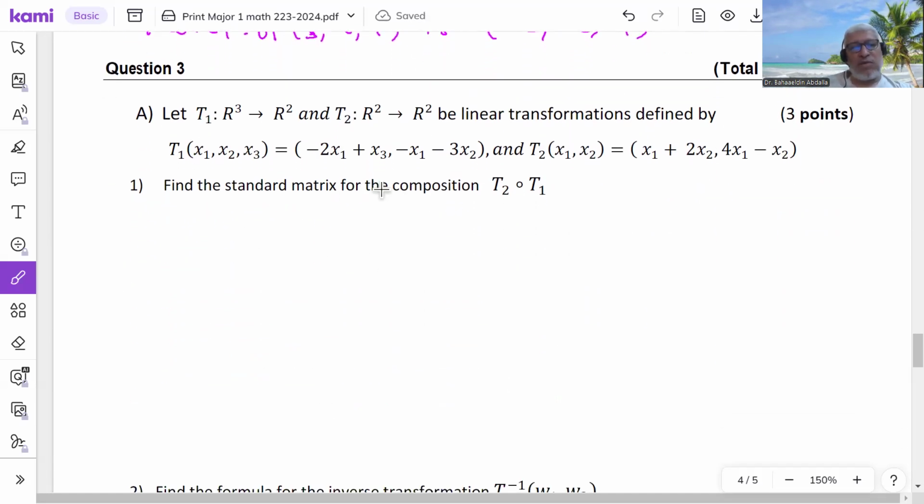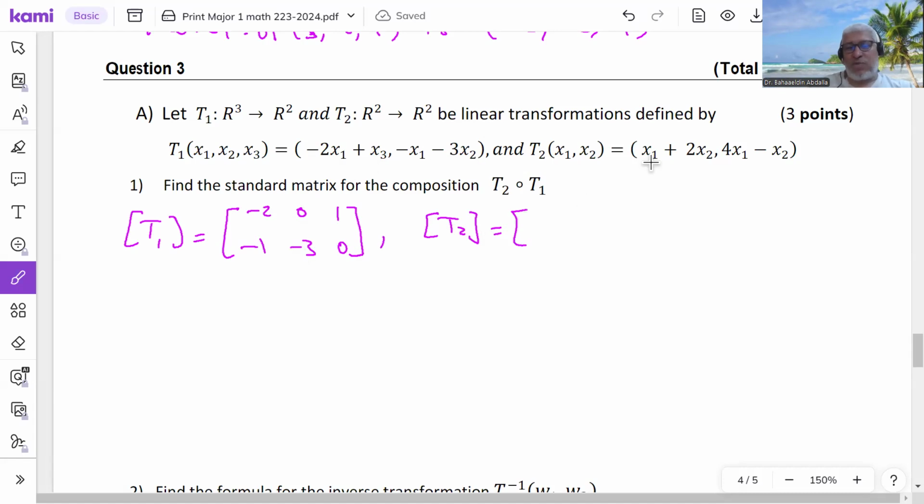This is T1 transformation, and this is T2. Find the standard matrix for the composition. I need to find the standard matrix for T1 first. So this is the definition of T1. The first component, I have x1, x2, x3. So the coefficient of x1 is -2. There is no x2, and the coefficient of x3 is 1. The second component, I have -1, -3, and there is no x3. So this is the standard matrix for T1.